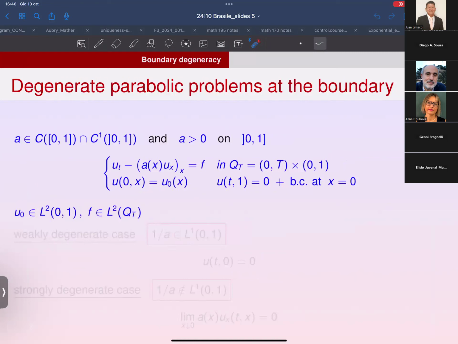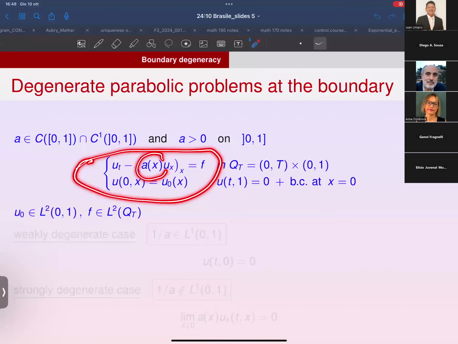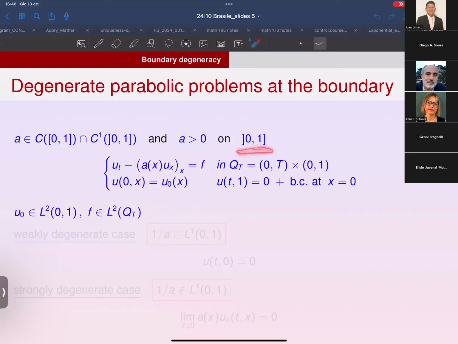So, degenerate equations at the boundary. The simplest example we can think of is an equation like this in dimension 1, where the coefficient A is positive on some interval in the interior, even in one endpoint, but vanishes in another endpoint, for example, at 0.